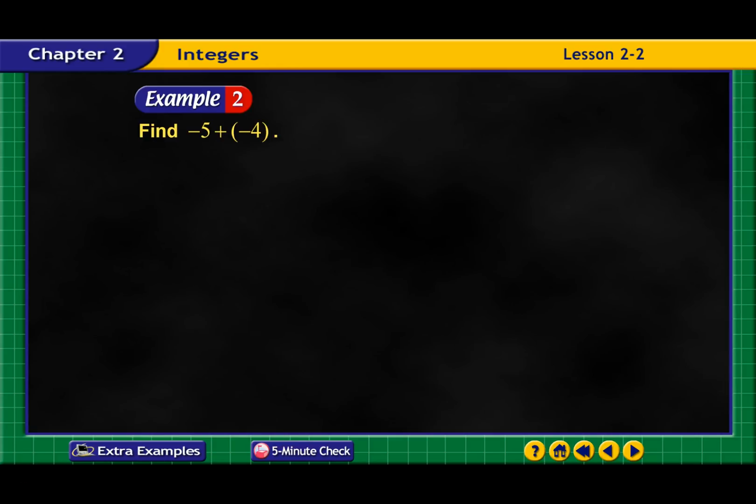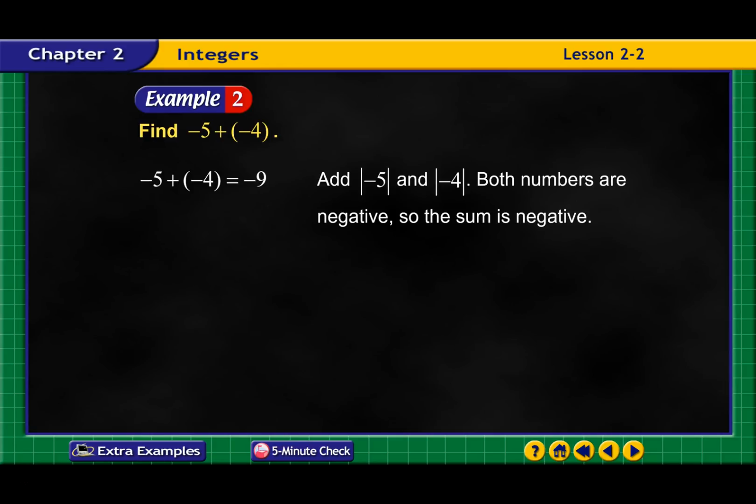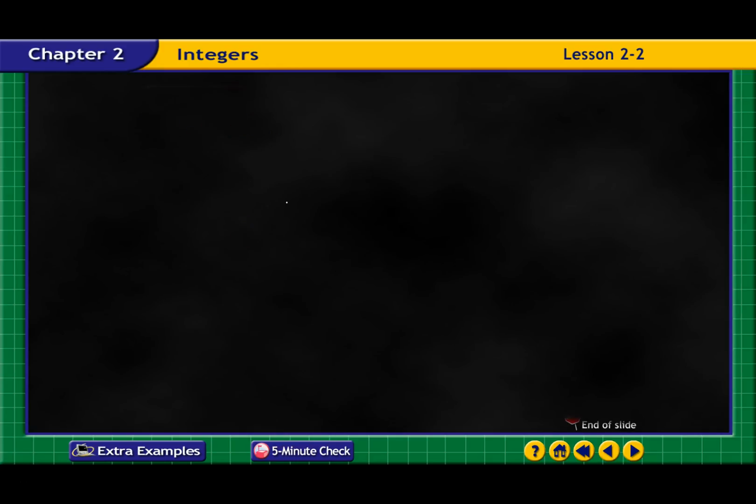All right, -5 plus -4. Okay, so first we're going to add the absolute value of both numbers. So we'd have 5 and 4. Both numbers are negative, so their sum is also negative. So that would equal 9. And then we just put the negative sign in front of that. So the answer is going to be -9. Okay, give that one a shot.